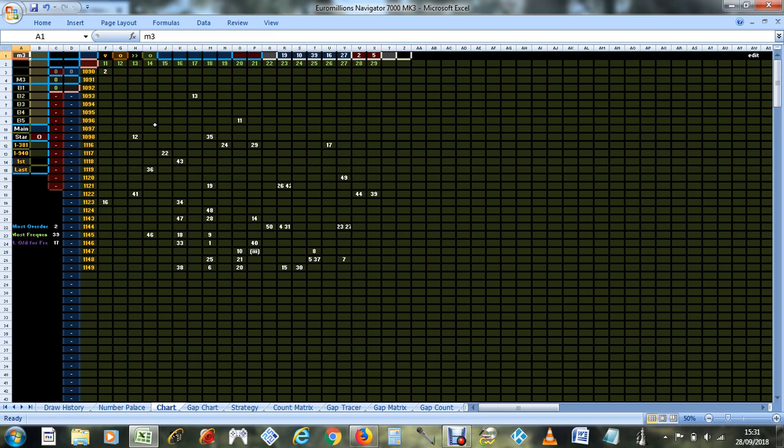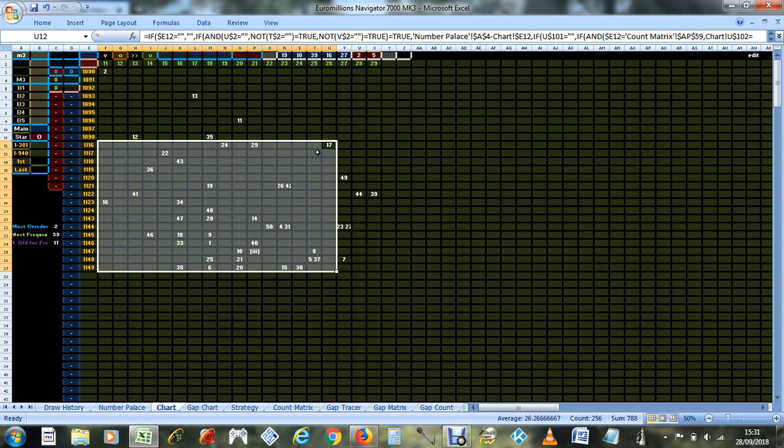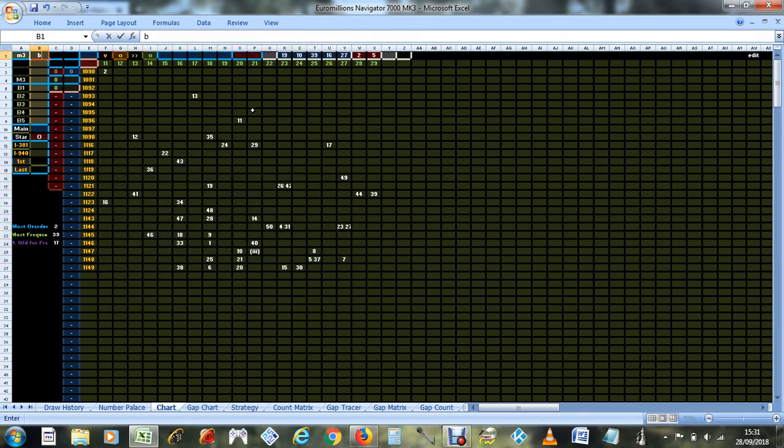Now, when we look at this chart, most overdue is number 2, most frequent is 39, but the one that's most overdue for its frequency, the one that scores highest, is number 17, and that's because if we draw a rectangle from that corner to each number, this one's the biggest. So that's why 17 is most overdue for its frequency.